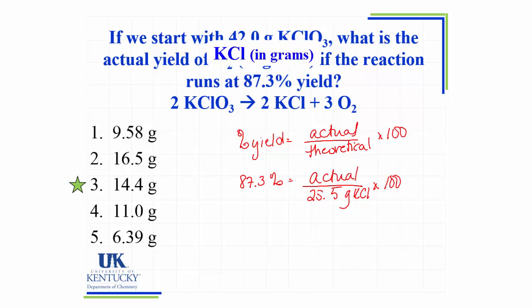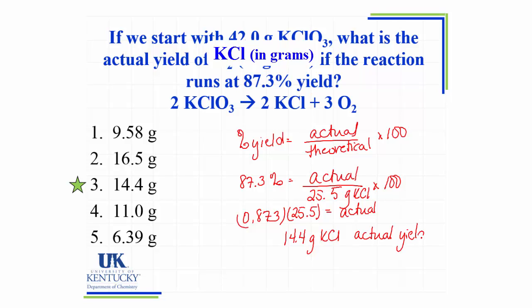Now we can divide both sides by 100 and get 0.873, and then multiply both sides by 25.5 and get our actual yield in units of grams of KCl. And what we find is that we have 14.4 grams of KCl as our actual yield. This is also known as the experimental yield, because it's exactly how much we got when we did the real experiment.